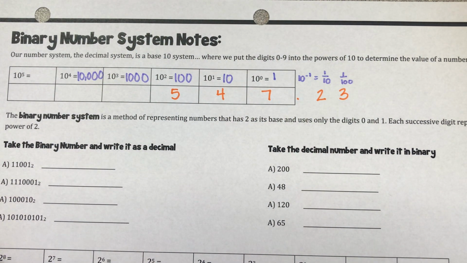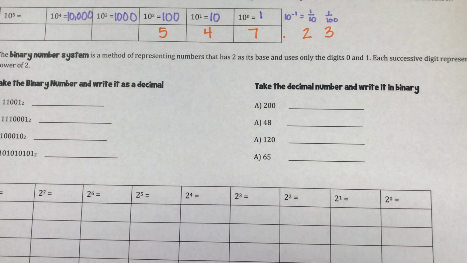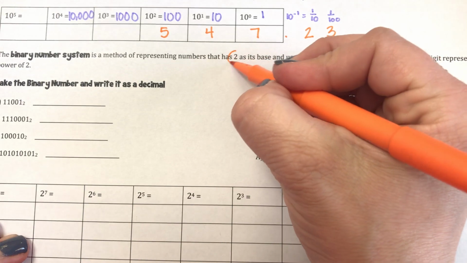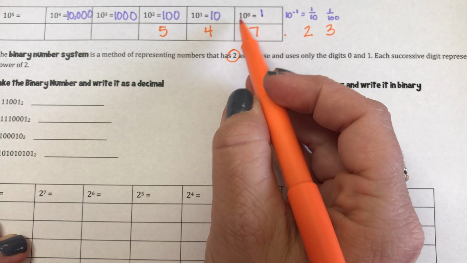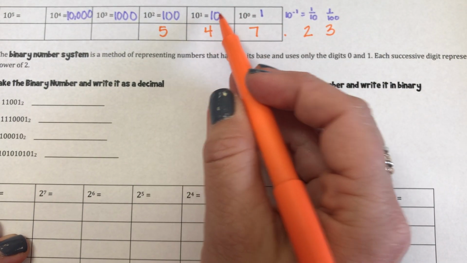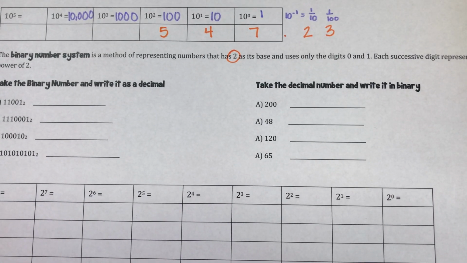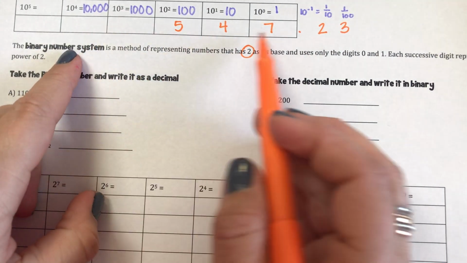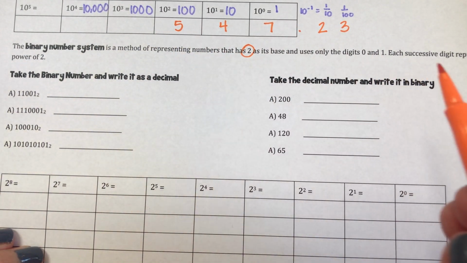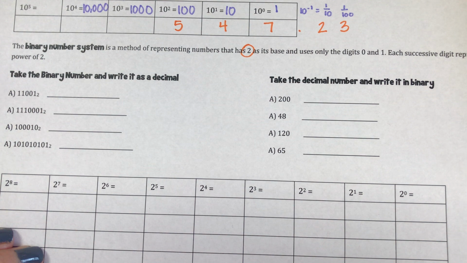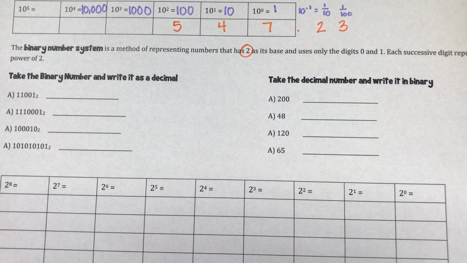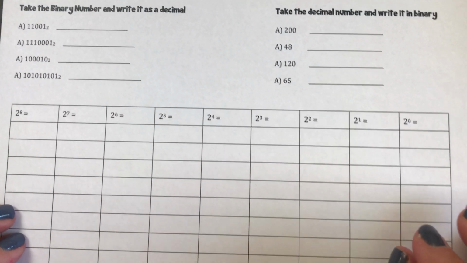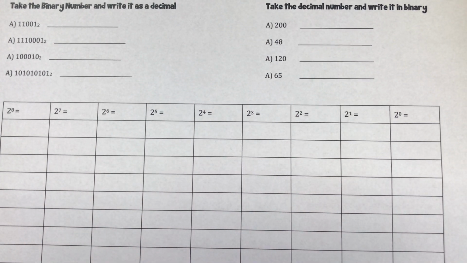Binary is actually way easier, and it's a method of representing numbers that has 2 as its base. Okay, so instead of 10 to the 0, it's 2 to the 0, 2 to the first, 2 squared. And what makes it easier is that the only digits, instead of having 1 through 9, you can only use a 0 and a 1. And each successive digit represents a power of 2. So let me show you what I'm talking about. This is one of those things that's way easier to see in practice than to just talk about it.